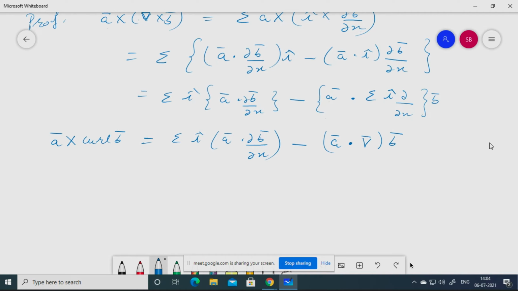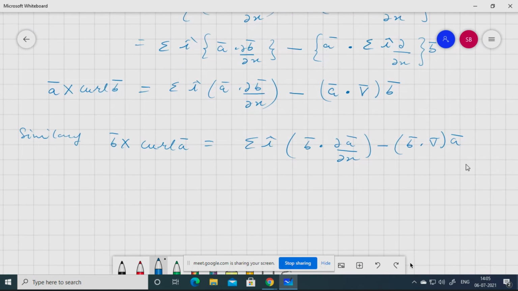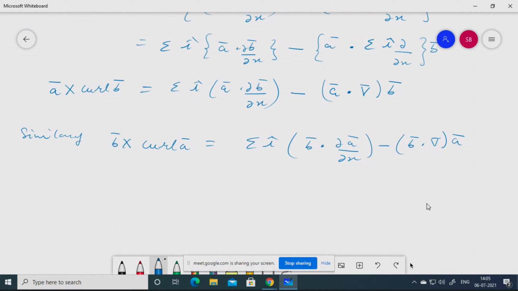So this is what we have calculated, A bar cross curl of B bar. Now similarly, I can calculate B bar cross curl of A bar. Can I calculate? What will be the result? Tell me. The result will be summation I cap B bar dot dou A bar by dou X minus B bar dot del A bar. Will it be the same one? Just replace A and B. Interchange A and B.